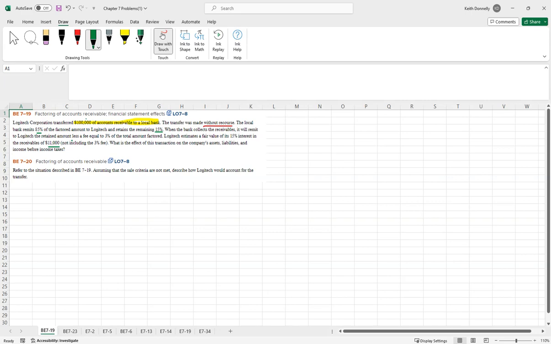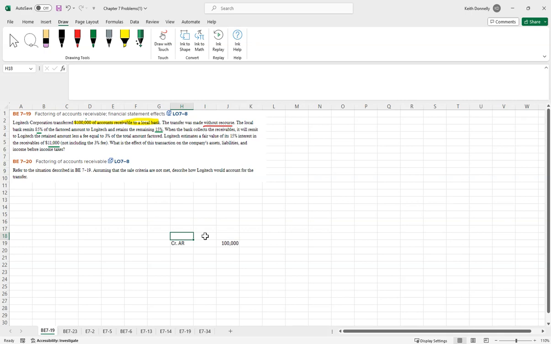We're selling more or less our accounts receivable to a bank. How do we deal with this? Let's do the journal entry for it, and then we'll talk about how it affects assets, liabilities, and income. As a starting point, we sold a receivable, so we have to get that off our books: credit accounts receivable, in this case for $100,000.